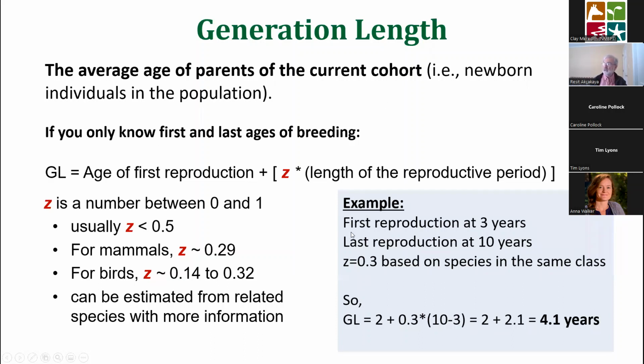So here's an example. First reproduction is at 3 years of age. Last reproduction is at 10 years of age. So the length of the reproductive period is 7 years, right? And let's say Z is estimated to be 0.3 based on species in the same class. So generation length would be the length of the reproductive period, which is 7, multiplied by 0.3, which is 2.1, plus the age of first reproduction.